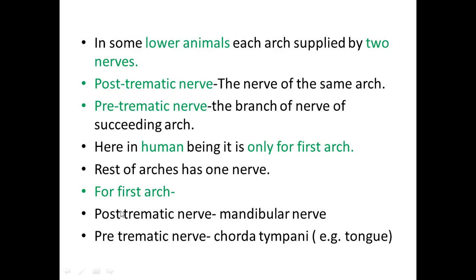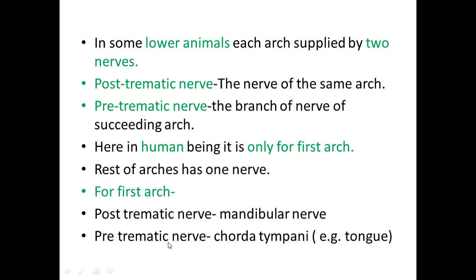For the first arch, the post-trematic nerve, meaning the main nerve of the first arch, is the mandibular nerve. The pre-trematic nerve in this case is one branch coming from the nerve of the second arch, which is the facial nerve. One branch of it is the chorda tympani. This chorda tympani is concerned with taste sensation, supplying the tongue, a structure derived from the second pharyngeal arch. In this way, the chorda tympani works as a pre-trematic nerve for the first pharyngeal arch.